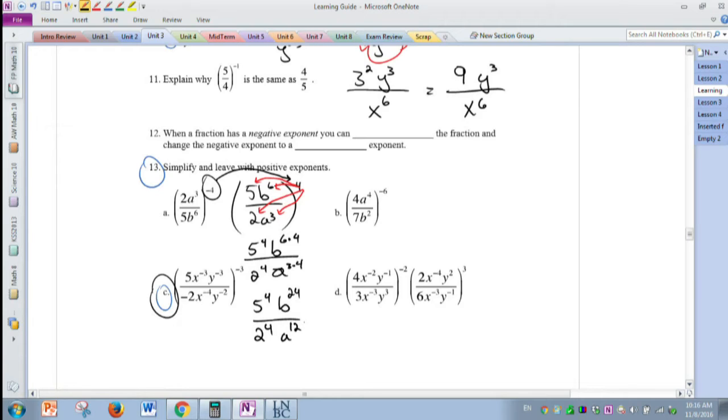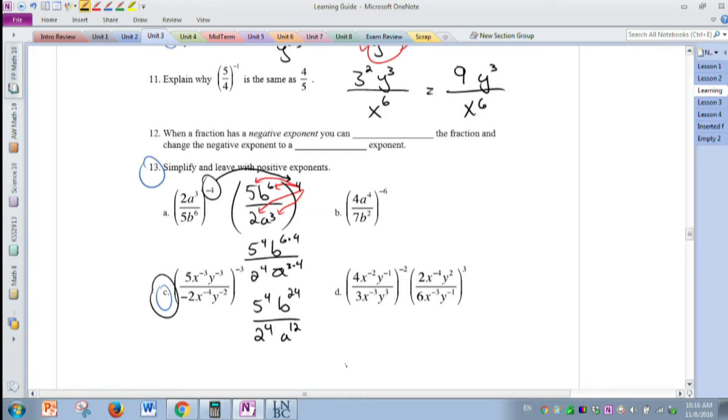5 to the 4 and 2 to the 4 might simplify. If they can, you can just do that. 5 to the 4, what's that going to be? 5 times 5 is 25, times 5 is 125, times another 5. It's going to be 600 and something divided by 16. That might simplify further, but for now, we'll just leave it as that.